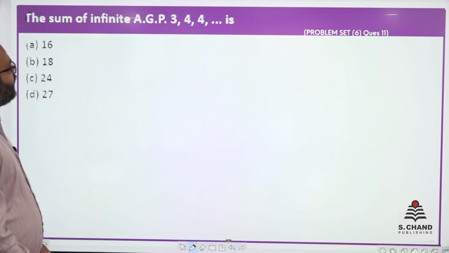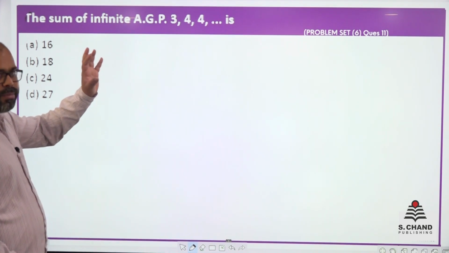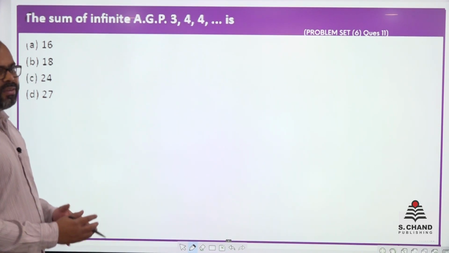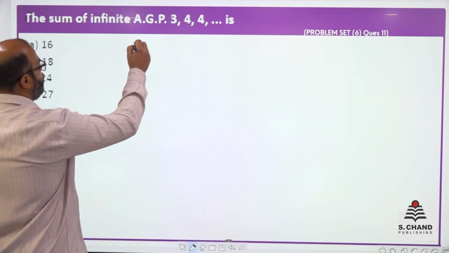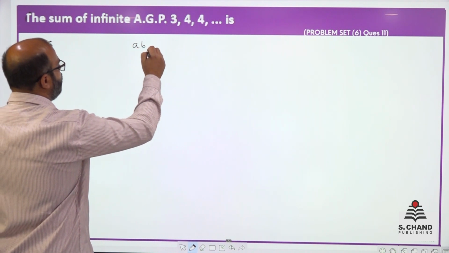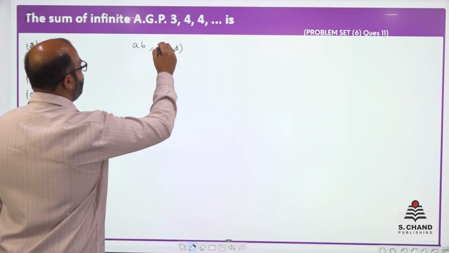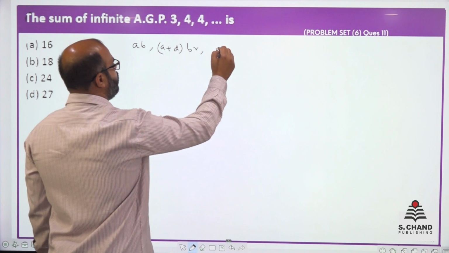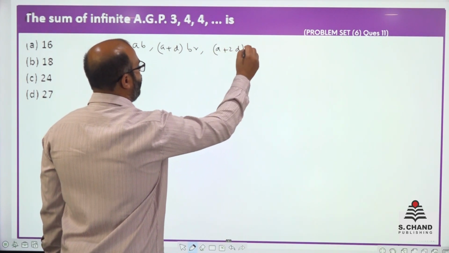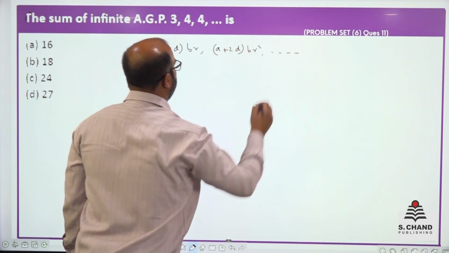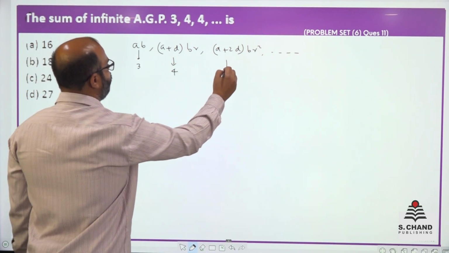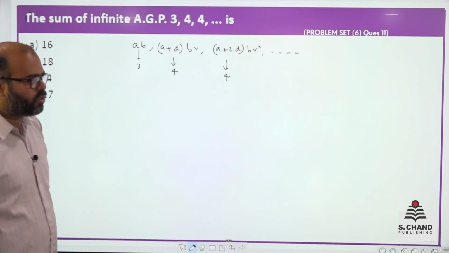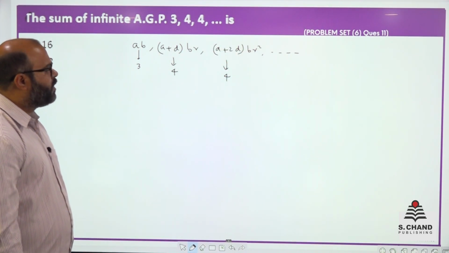The sum of infinite AGP 3, 4, 4 is. So this is an infinite arithmetico-geometric progression. We studied what type of arithmetico-geometric progressions these are. You can take them as ab, (a plus d)br, (a plus 2d)br square and so on. This is 3, this is 4, this is 4 and so on it continues. So can you find a, b, d, r from here?